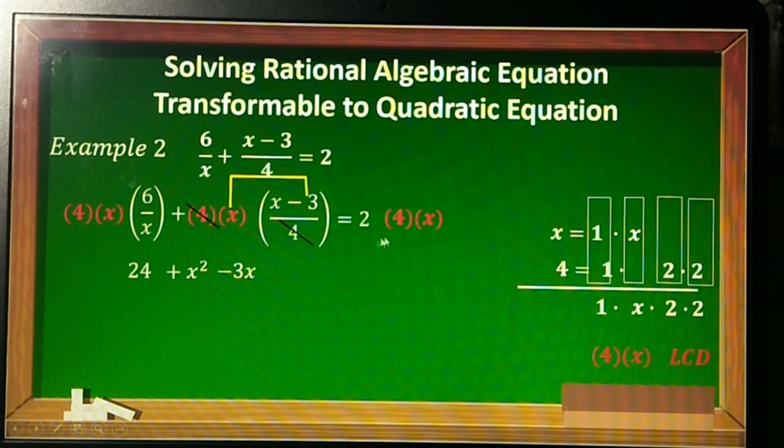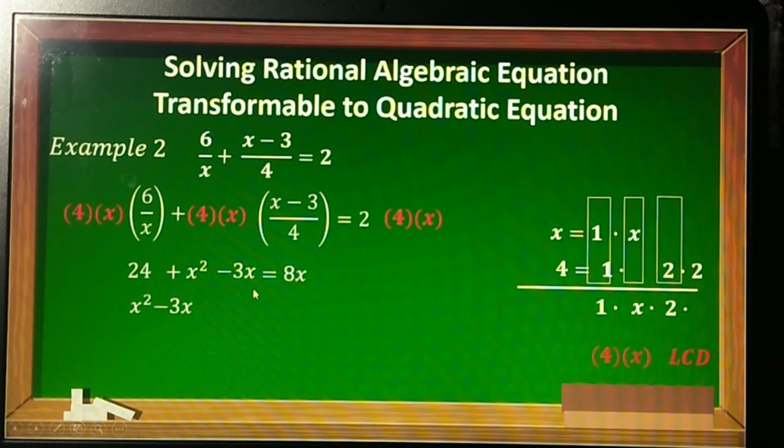Next, dito naman, since wala tayong maika-cancel, so i-multiply lang natin to sila lahat. So, 4 times x is equals to 4x, then 4x times 2 is equal to 8x. And then, isusulat lang natin siya into standard form. So, mauuna yung quadratic term. So, x squared dito ang quadratic term natin. Si x squared, tapos yung linear term natin na negative 3x. Tapos, meron pa dito isang linear term.